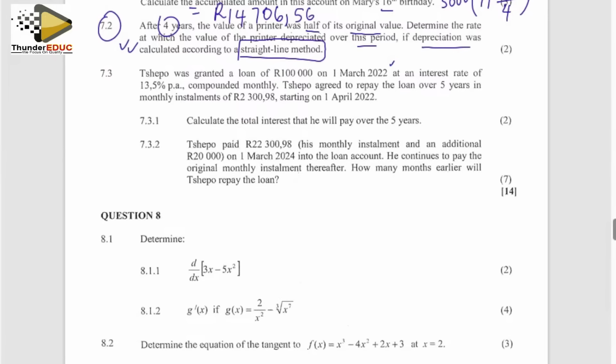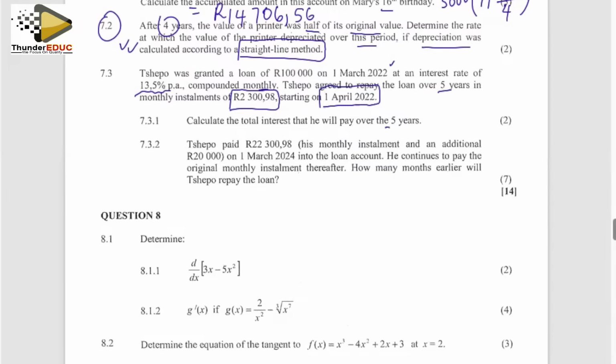7.3, Tsepo was granted a loan of 100,000 on the 1st of March, 2022 at an interest rate of 13.5% per annum compounded monthly. Tsepo agreed to repay the loan over 5 years in monthly installments of this much, starting from the 1st of April, which is the correct orientation of how the loan must be repaid. Calculate the total interest that he will pay over the 5 years.